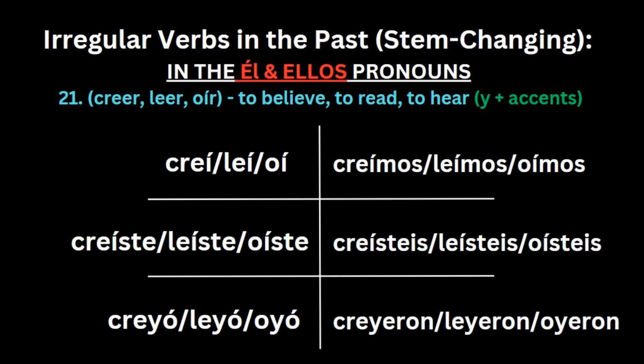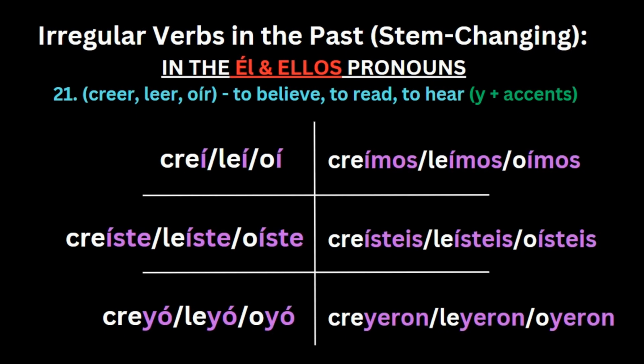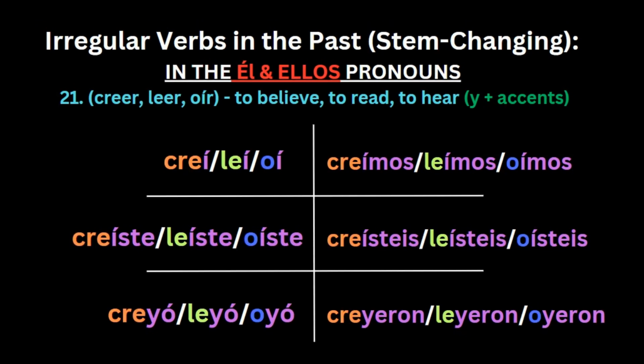their sound. The easiest way to memorize them is to remember that they all share the same ending but different letters in the beginning. Yo creí is I believed, yo leí is I read, and yo oí is I heard. Tú creíste is you believed, tú leíste is you read, and tú oíste is you heard, and so on. As always, it's useful to know these verbs rather than to use them.